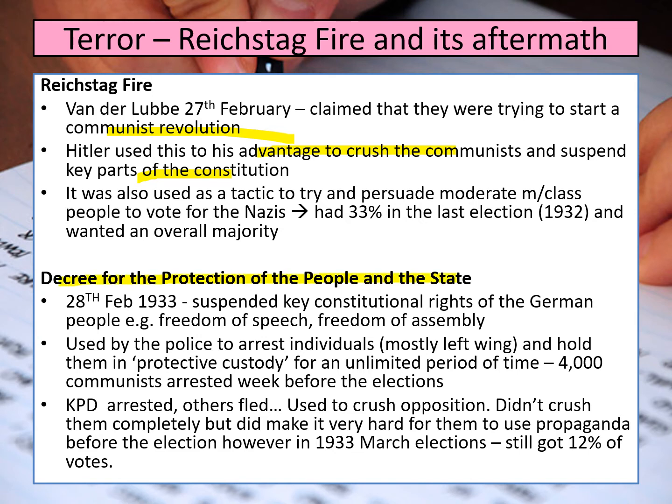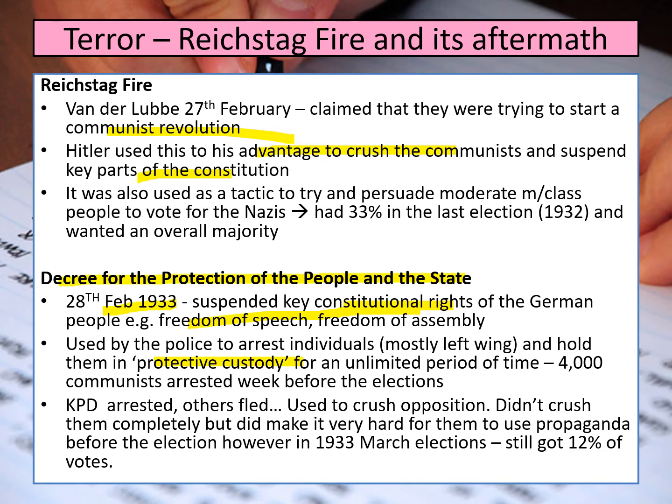So it helped the Nazis because it allowed them to pass, the next day, the Decree for the Protection of the People and the State. Hindenburg would have never agreed to this if he didn't feel like there was a communist threat. So it was passed the day after, and really importantly, it suspended key constitutional rights of the German people. For instance, before, according to the constitution, they'd had things like freedom of speech and freedom of assembly. All of those are now taken away, and people could be arrested and put into protective custody for an unlimited period of time, even if there was no evidence against them.